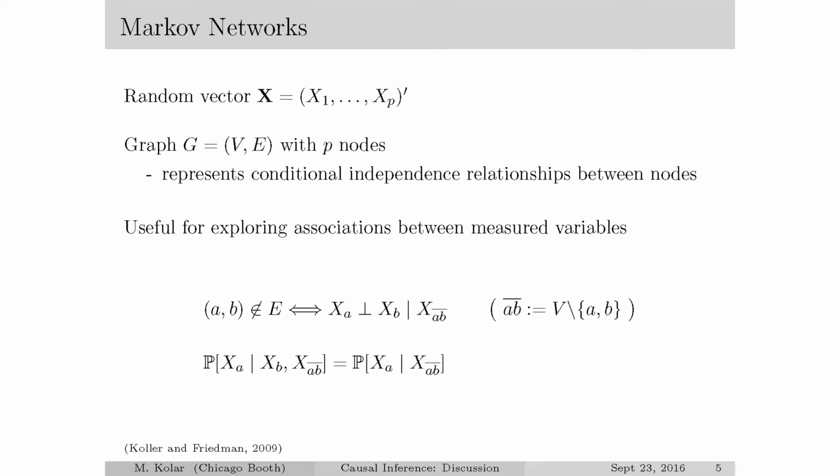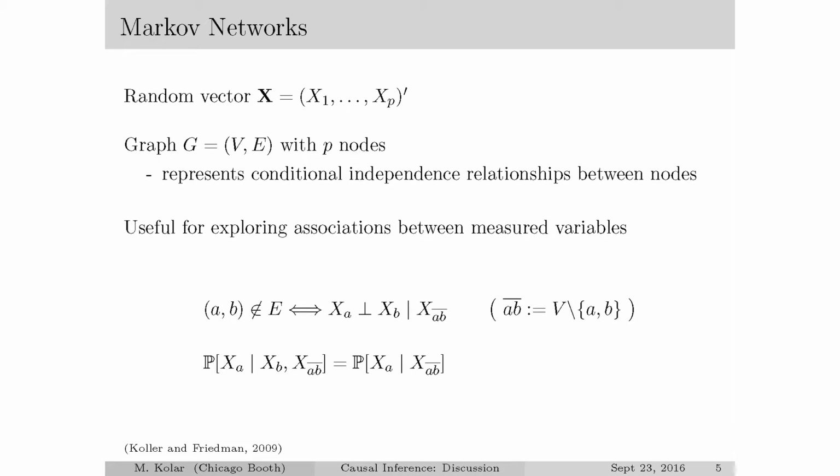In particular, what I want to talk about next is how we actually learn these undirected graphical models, which are crucial for learning directed causal structures. Markov networks are usually represented by a random vector x and an associated graph g, with vertices V and edges E. Every vertex corresponds to a particular coordinate of your random vector x, and the edges represent conditional independence relationships between these nodes. They are very useful for exploring associations between measured variables, but also for learning causal structures between variables. At least we can learn some things, not everything, from the observational data.